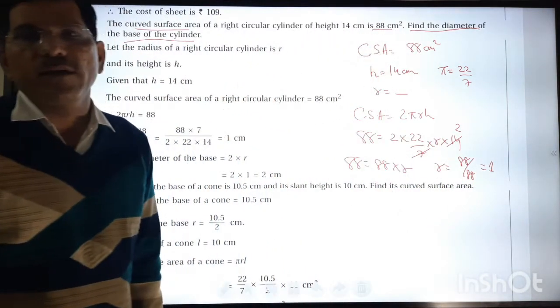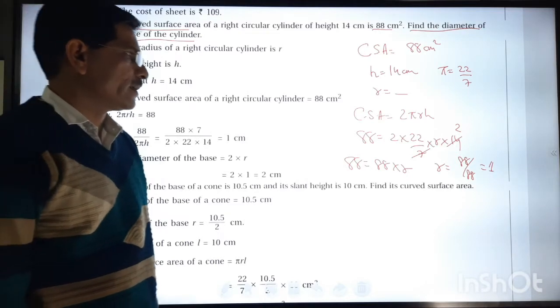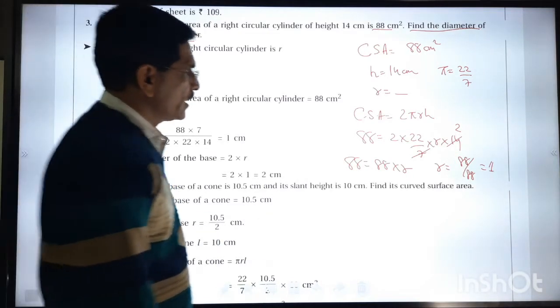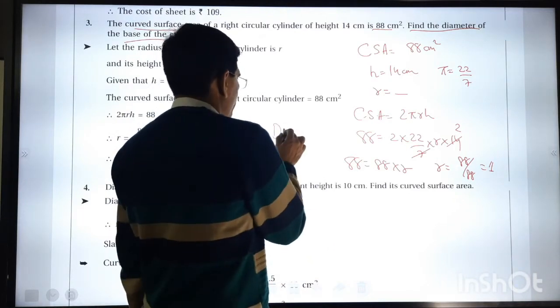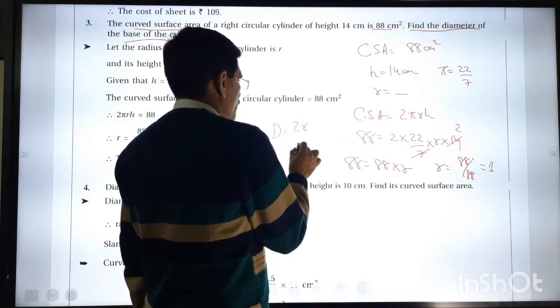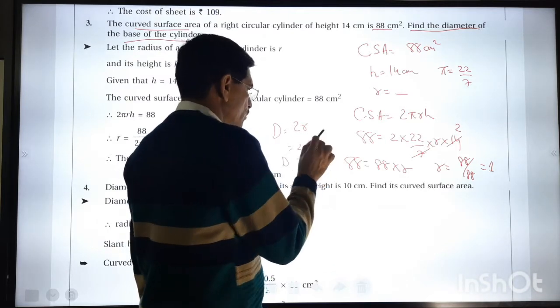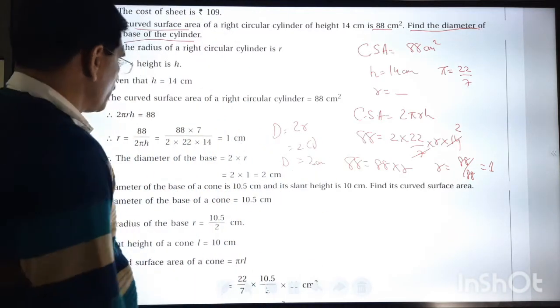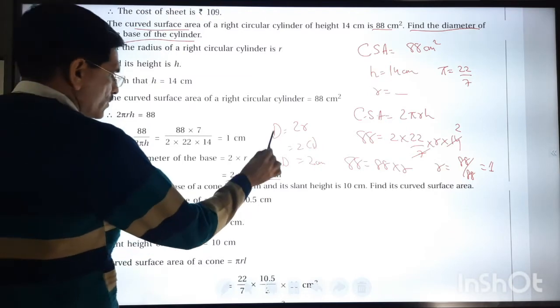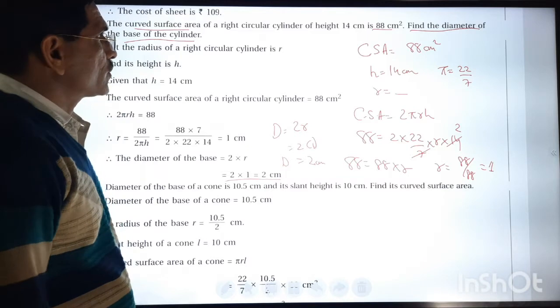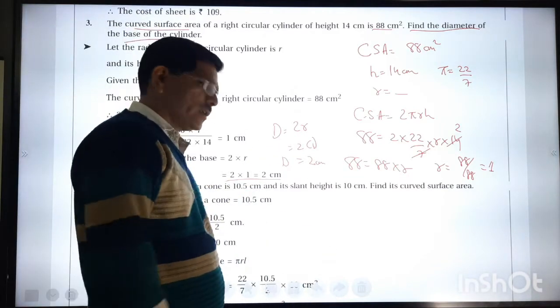Any time we divide numerator by denominator, we never get the answer 0. So the answer is 1. But in the question we have to find the diameter, that is 2 into R. So 2 into 1, that is 2. So the diameter is 2 centimeter. If you see properly, the answer is 2 centimeter. So this is a type of revision of the cylinder.